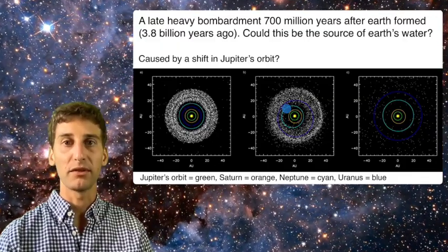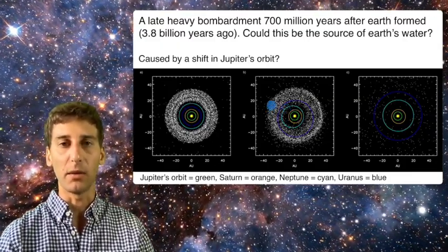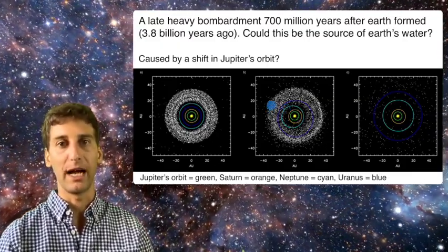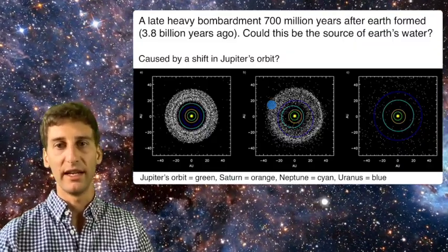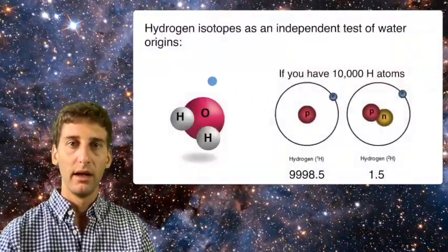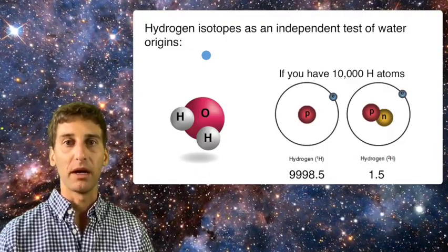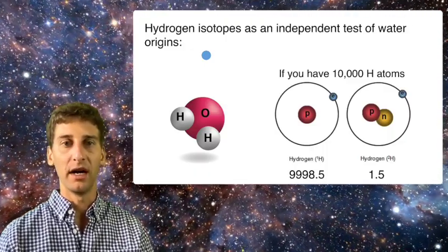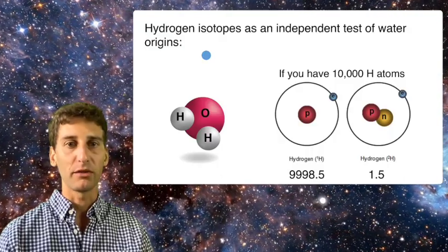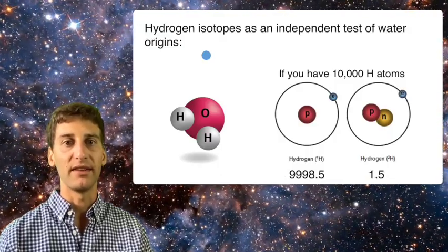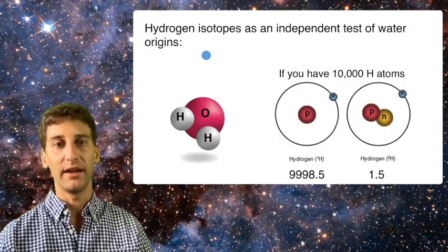So this could be a big source of water because you're delivering objects from the other side of the frost line into Earth. So how do we know if this is where Earth's water primarily came from? Well, we have this constraint on Earth's water based on the composition of its isotopes of hydrogen and oxygen.